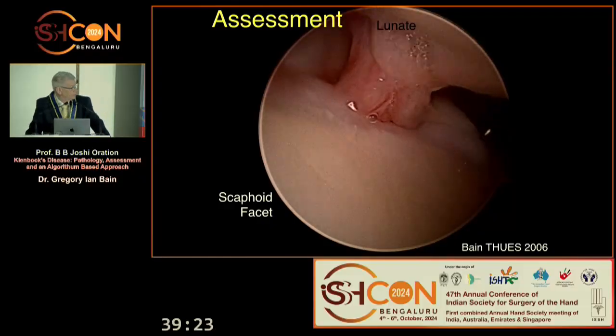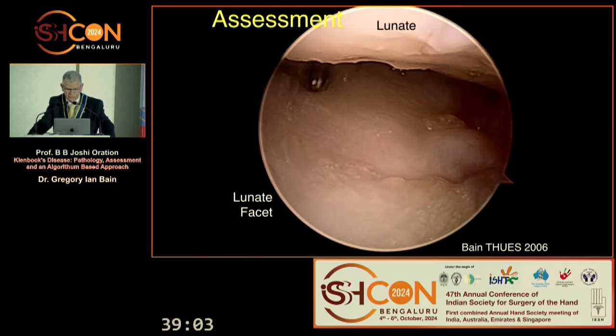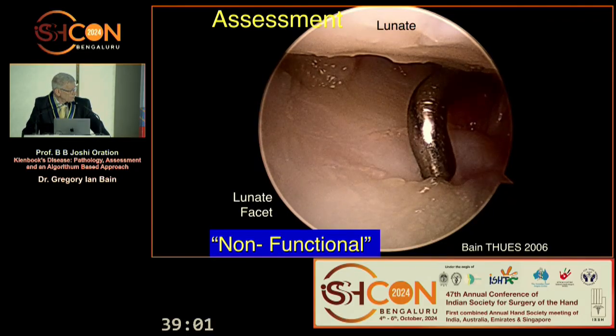In 2006, I published a concept of arthroscopy to be able to assess the articular surfaces and to find out if there was a functional articulation, which is that it's smooth and glistening and a probe would be in a normal way. Every patient that we saw with Kienbock's had synovitis, so we did not use that as a grading system. For the non-functional articulations, such as this lunate facet, we can see it's sclerotic. There's a carving into it from some of the lunate deformities, and we would describe this as a non-functional articulation.